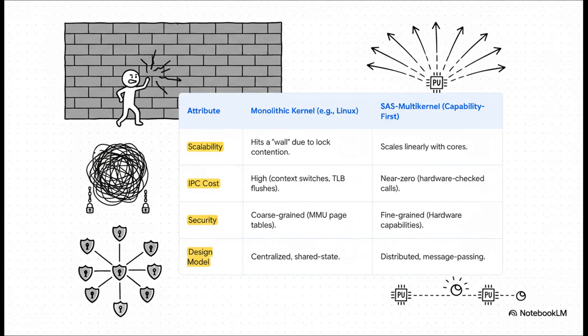Let's put the two architectures head-to-head. The monolithic kernel, it hits a hard scalability wall. The multi-kernel scales pretty much linearly. The cost for programs to talk to each other, it goes from being super high to near zero. Security, we go from these big, coarse-grained fences to fine-grained, hardware-enforced locks. And the whole design model shifts from this centralized, contention-heavy model to a distributed, message-passing one. It is a fundamental win on every single metric that matters for modern hardware.